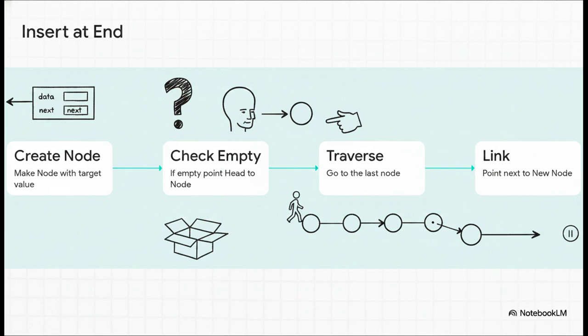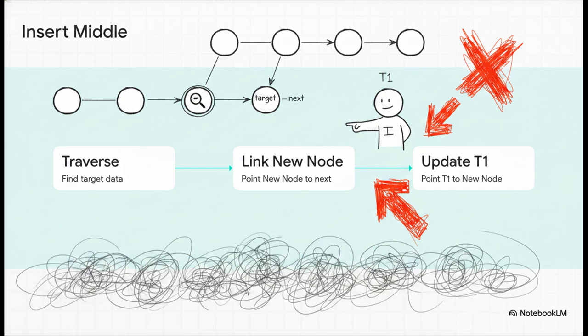But if there are already items in the list, our assistant pointer, let's just call it T1, traverses the nodes until it finds the one whose next is none. Finally, we take that last node's next compartment and point it to our brand new node holding 42. Pretty simple, right? But what if we want to insert a node right in the middle of the list?